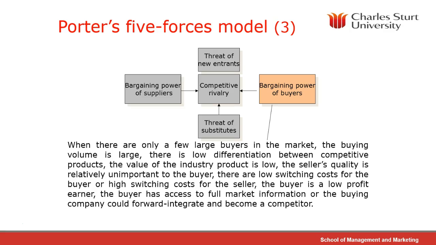There are low switching costs for them going from one supplier to another, and the buyer is a low profit earner. So margins are particularly tight in retailing. So that really creates incentive for buyers' bargaining powers in retailing to drive competitive rivalry for, I suppose, primary producers.